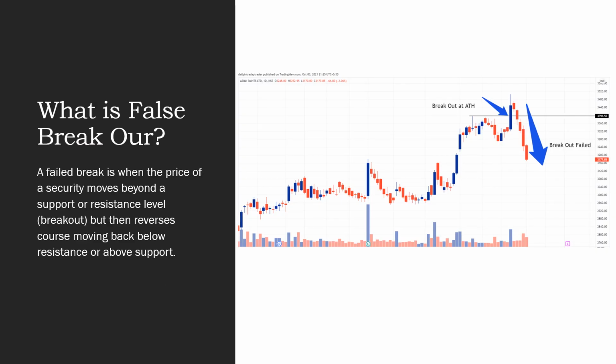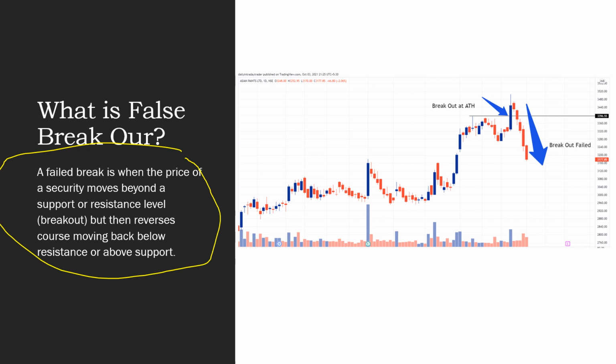So let's start. What is a false breakout? The definition is given here, so there is no need to read it and we will just jump to the topic. As you can see on the right side of the chart, this is the Asian Paints chart. I am just showing this chart for your reference.